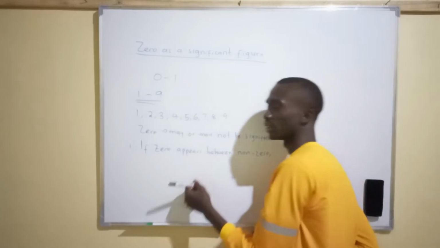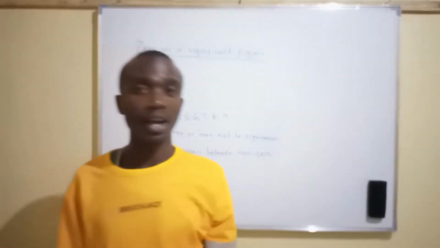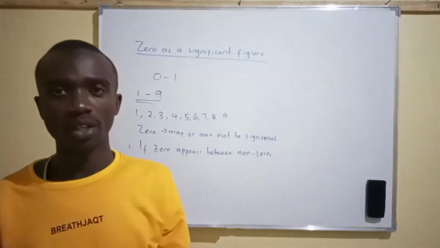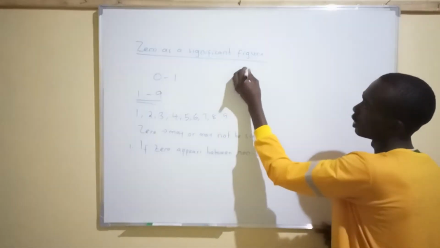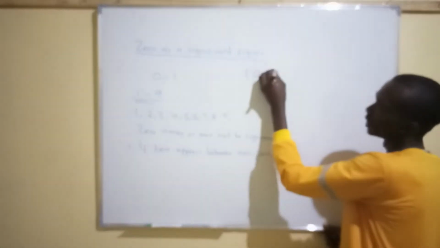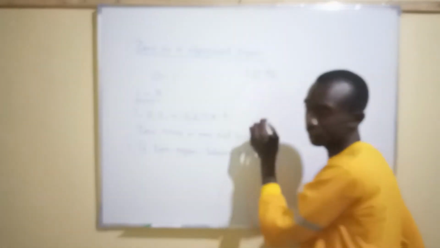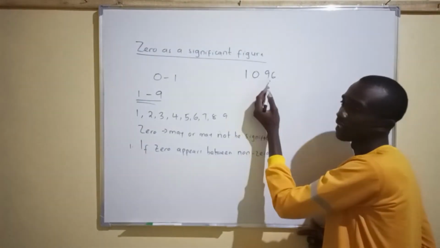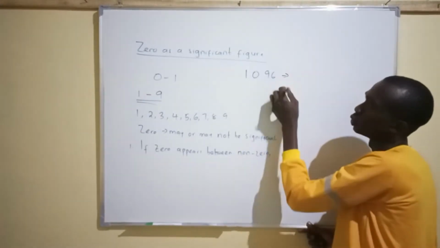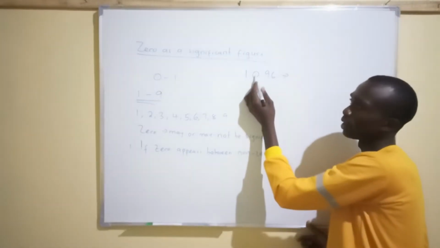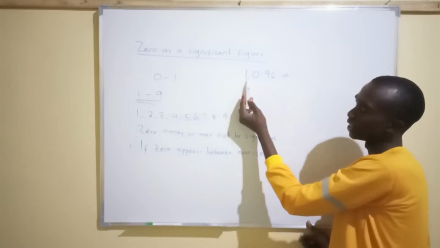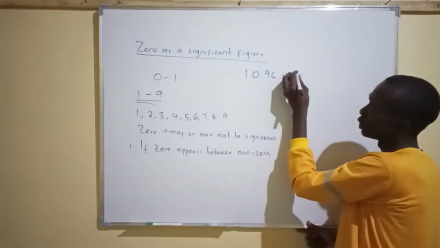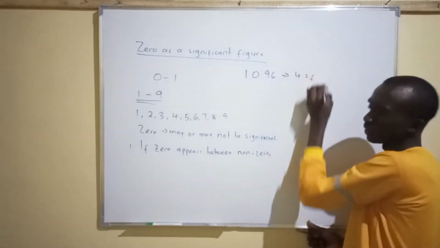then it is significant. The non-zero numbers that we have are 1, 2, 3, 4, 5, 6, 7, up to 9. For example, if I have a number like 1096, this 0 is appearing between 1 and 9. To know the number of significant figures, we include 0 because it is in between two non-zero numbers, which are 1 and 9. So the number of figures in this case is 1, 2, 3, 4. So this one has 4 significant figures.